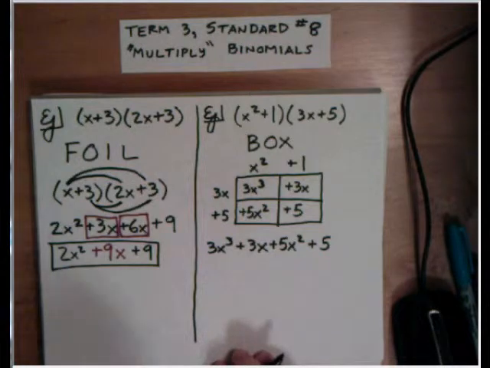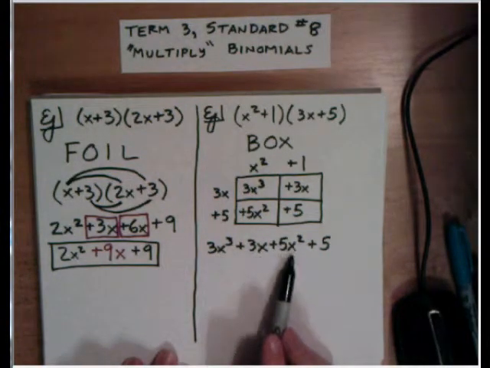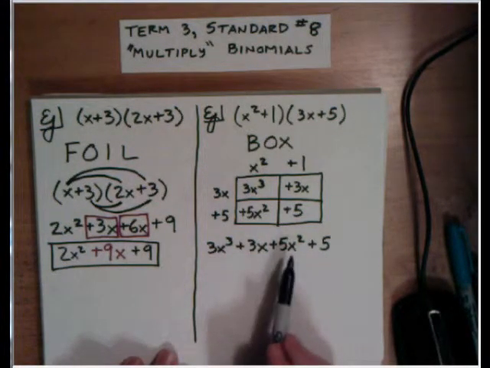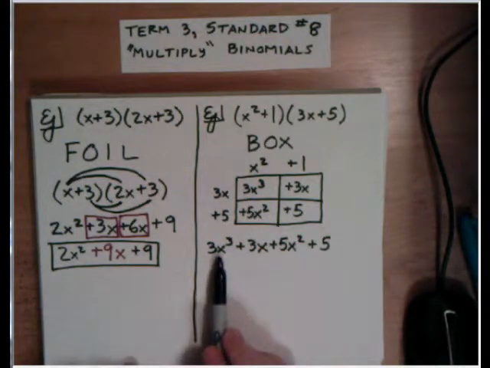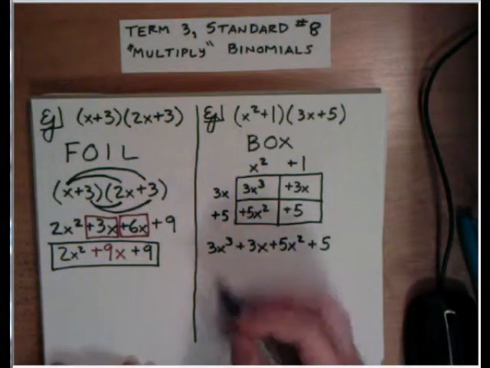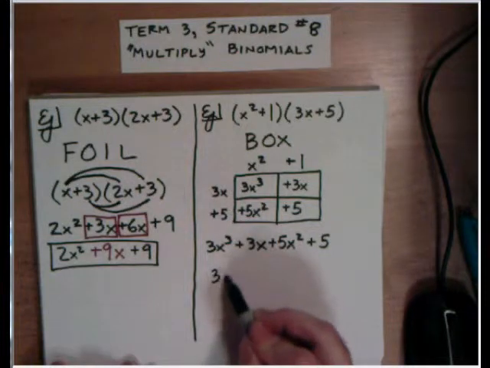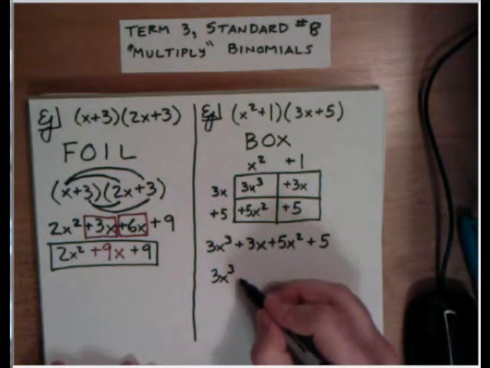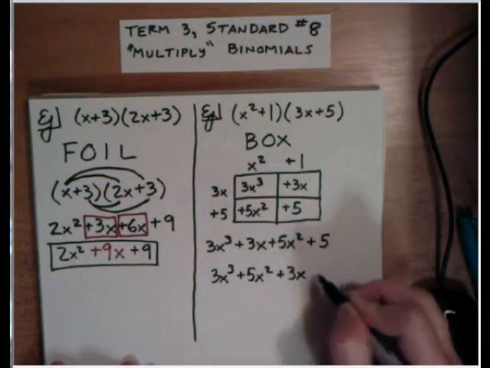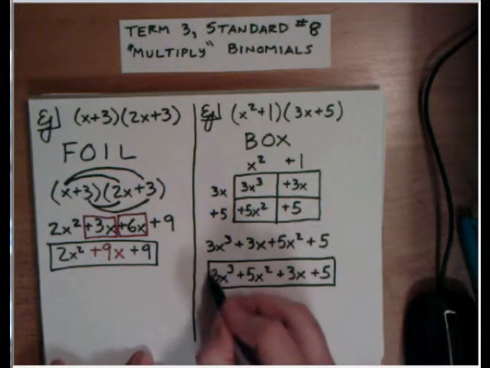And so now we'd need to combine like terms if there are any. But when I look at this, 3x cubed, 3x, 5x squared, 5, none of these are actually like terms. They all have different exponents. So there are no like terms, so the only thing we could do to make sure this is most precise, most correct, is write it in descending order. So biggest exponents first. 3x cubed plus 5x squared plus 3x plus 5. So there is our final answer.